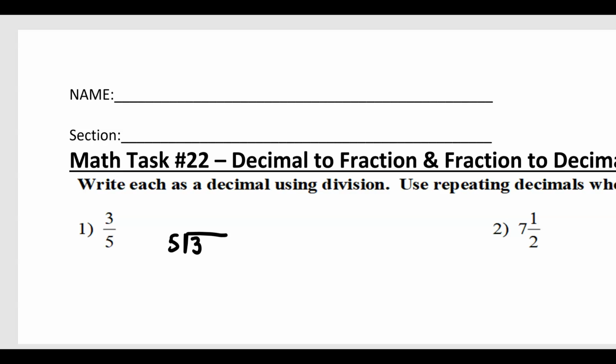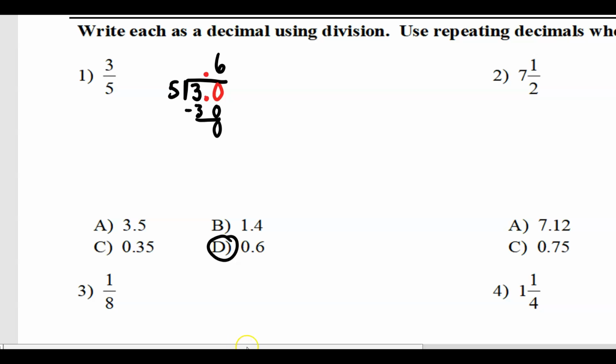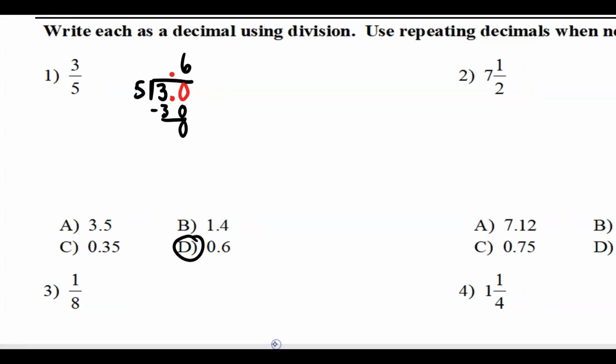5 does not go into 3, so that's why we put a decimal on the bottom and a decimal up top, and we add a 0. 5 goes into 30 exactly 6 times. We have nothing left over, because 6 times 5 is 30, and so we get 0.6 as an answer, or D in that case. Notice I put 3.5 and 0.35 for any of you just looking to say, oh, I see a 3 and 5, so that should be my answer. Oh, those are the trick answers.